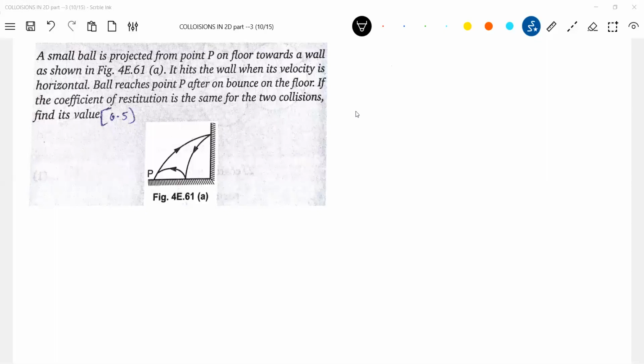The problem you have to solve. You should take help of some basic concept here, rather than fighting with the thing. First, a small ball is projected from point P on the floor towards a wall. It hits the wall when its velocity is horizontal. So if there were no wall, it would have completed a path like this.